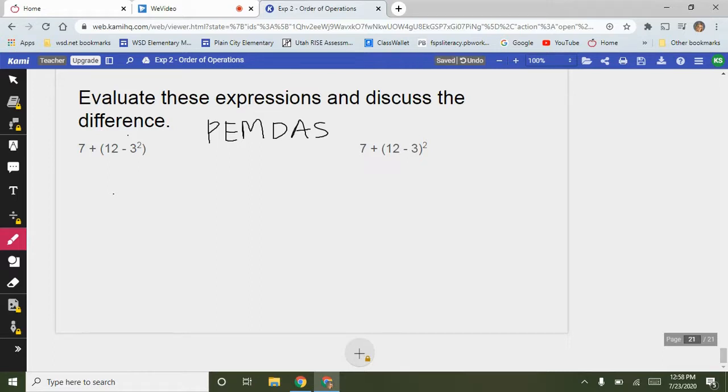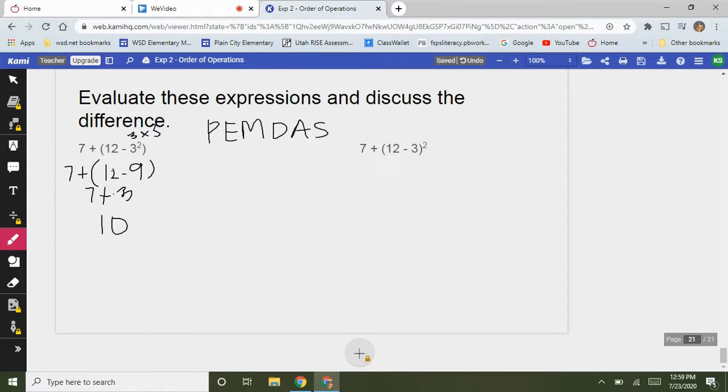Now, once we're in parentheses and we look, do I have any other parentheses inside? No. Do I have exponents? Yes. So 3 squared. 3 is my base, used 2 times. Okay, 3 times 3, 9. So 12 minus 9, and that's still in parentheses because I haven't done everything inside of them. Now 12 minus 9 is 3. I can drop the parentheses because everything's done. 7 plus 3 is 10.